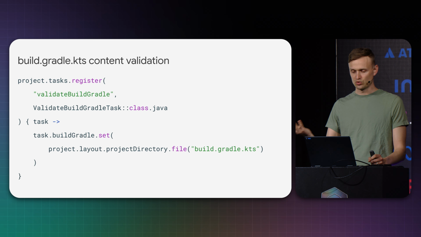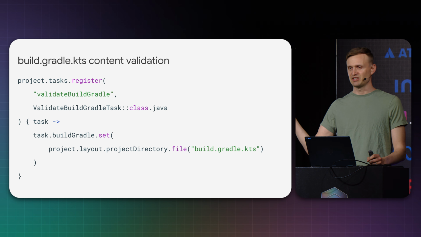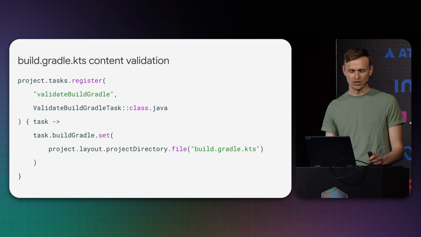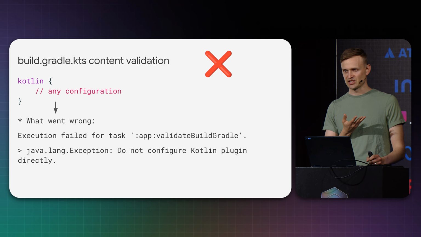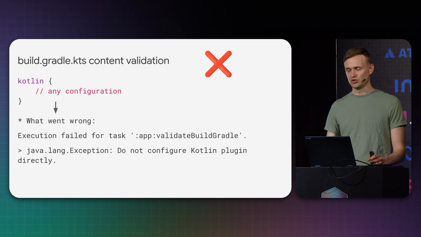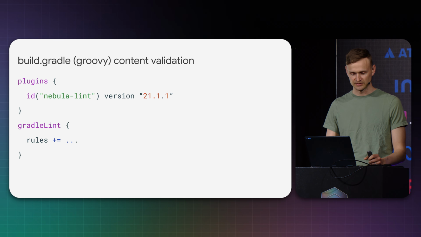Then you create this new task and you pass in the file that you expect and want to enforce. When a user runs it, if they put a little Kotlin block inside of their file, the task will fail, and you can explain to the user why they're not allowed to do this, because the plugin does it or there's team enforcement or something like that.